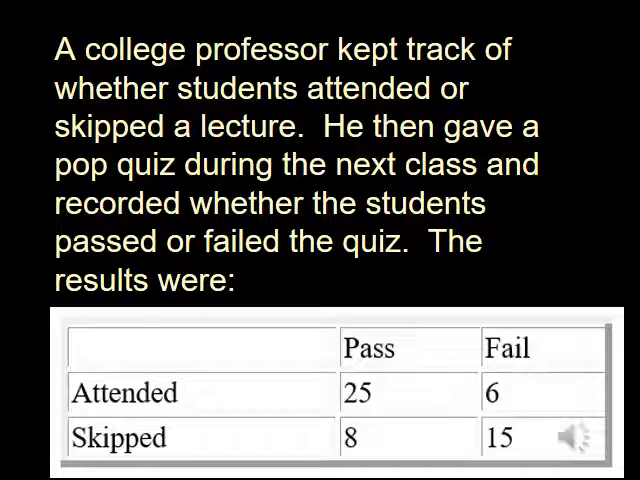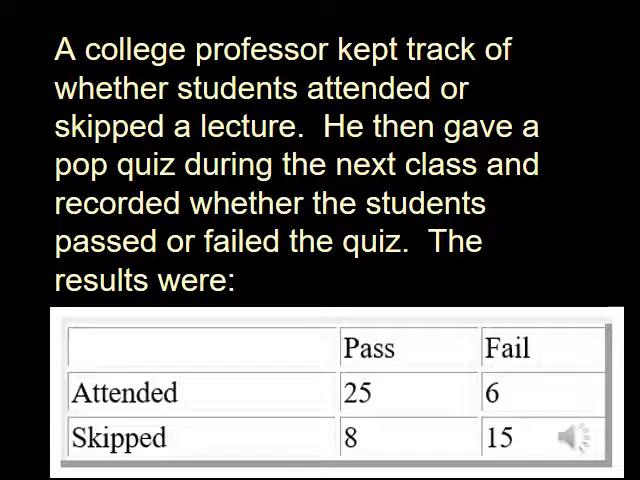You can see among those who attended, 25 passed the test and 6 failed. And among those who skipped, 8 passed the quiz and 15 failed. Now, just looking at those numbers, it looks like way different results depending on whether they were there or not. So I'm going to bet this probably will be a significant result.